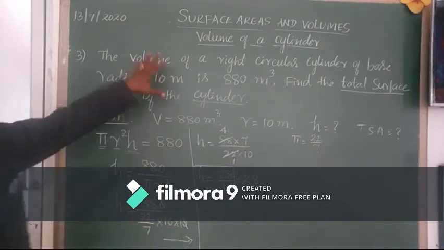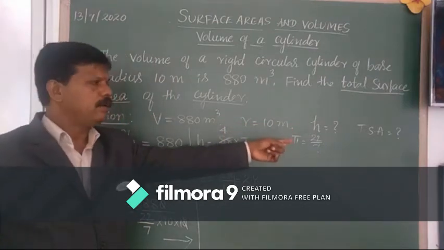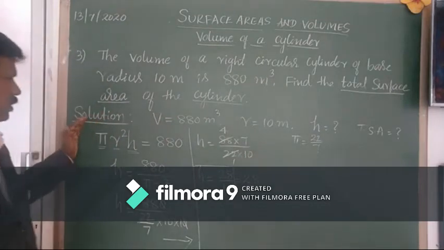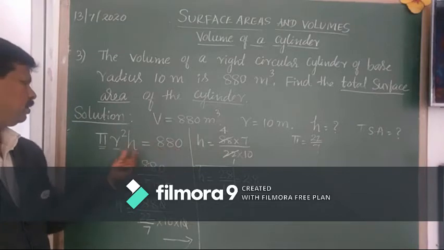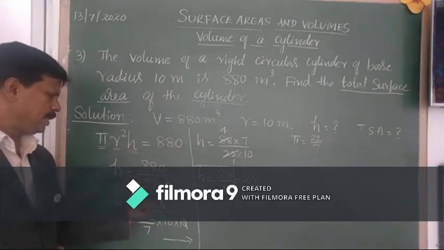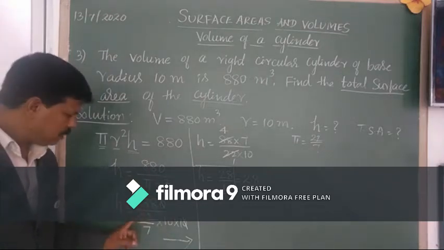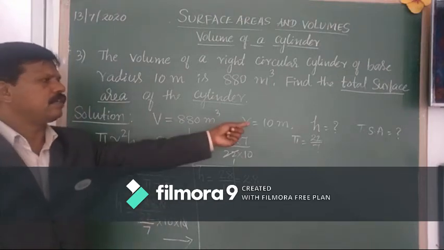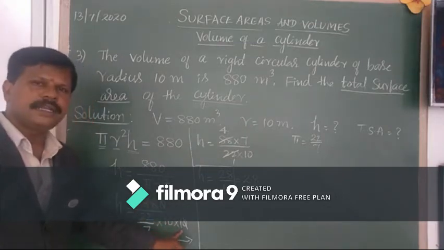Are you clear? So read the question, write down what is given, what we want to find out, write down that also, and first use this. Volume of the cylinder is pi r square h. Substitute that. Now we want h. Shift this pi r square down. Now 880 by pi r square. 880 divided by pi value is 22 by 7 into r. Radius of the circular base is 10 meter. So r square, I have written that as 10 into 10.